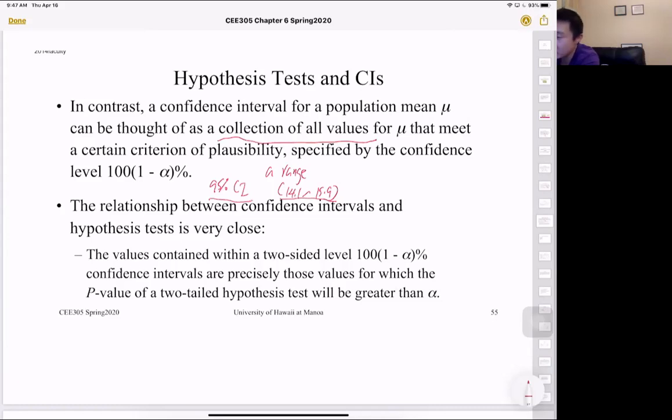And the correlation between confidence interval and hypothesis test is very close. Actually here it states the values contained within a two-sided 100 times (1 minus alpha) percent confidence interval are exactly the same values for which the p-value of a two-tailed hypothesis test will be greater than alpha. So all hypothesis tests and confidence intervals are based on the same distribution for the same condition.